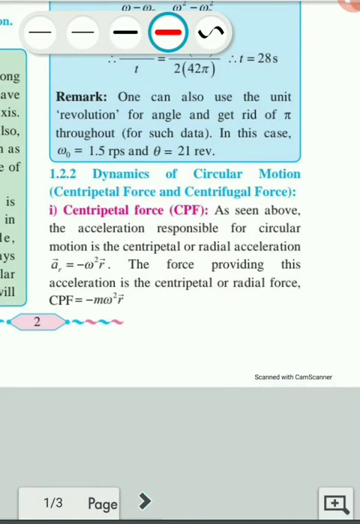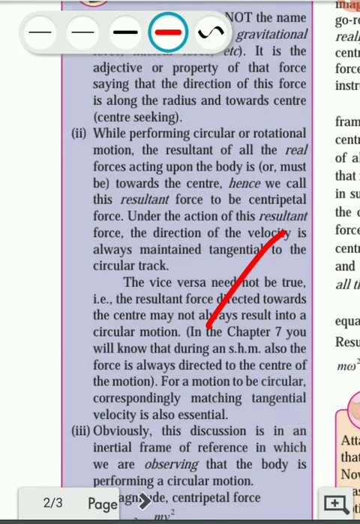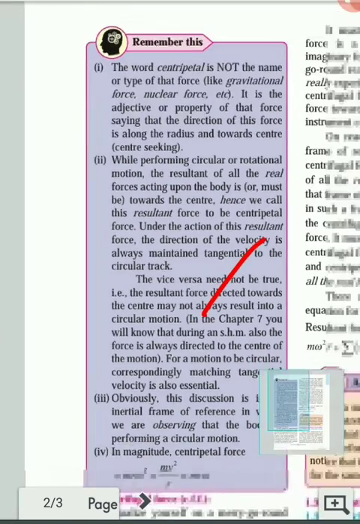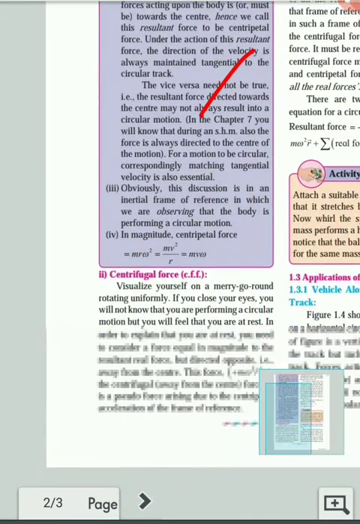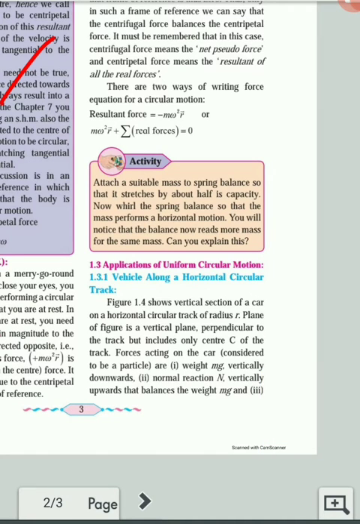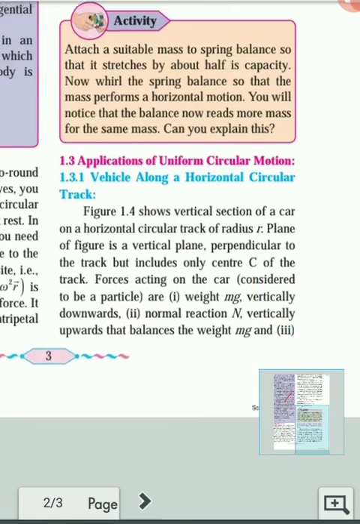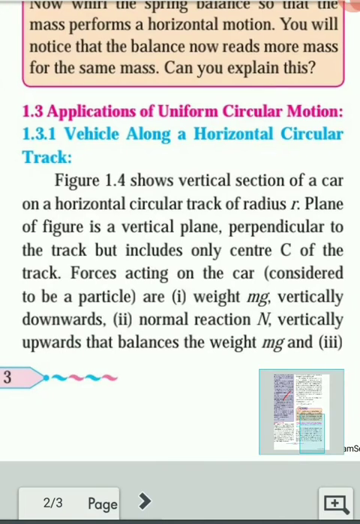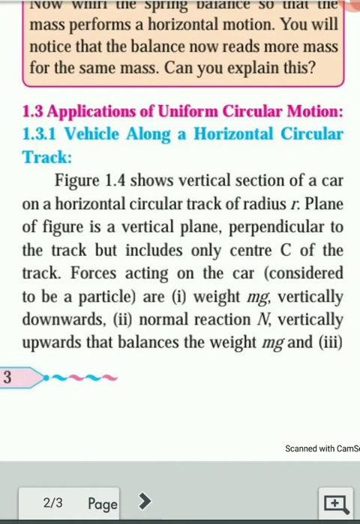Now we can consider applications of circular motion. In this application, firstly, we can consider the first application, a vehicle along a horizontal circular track. Okay, but this application is seen in the next video.